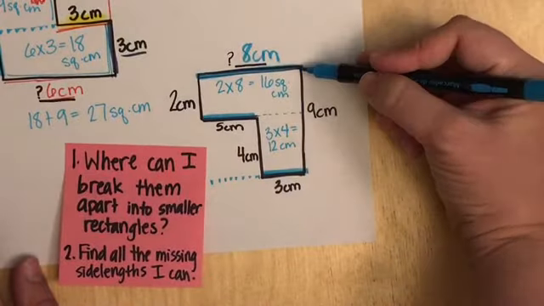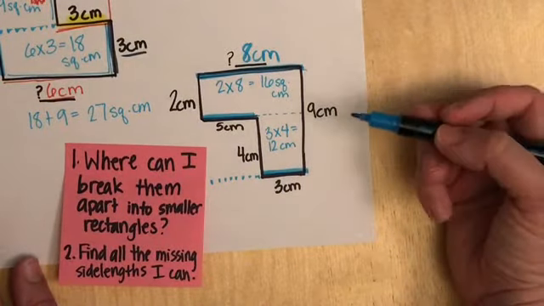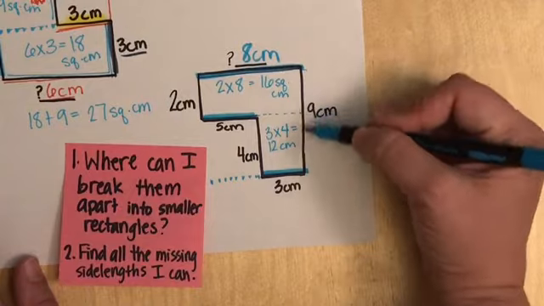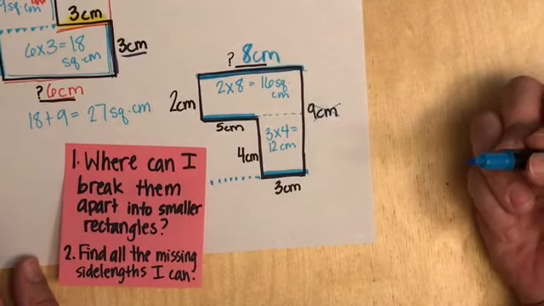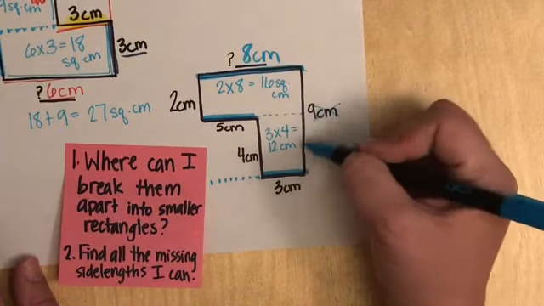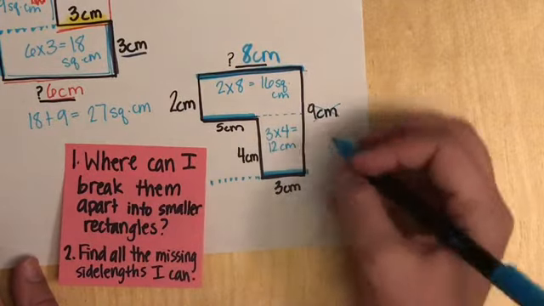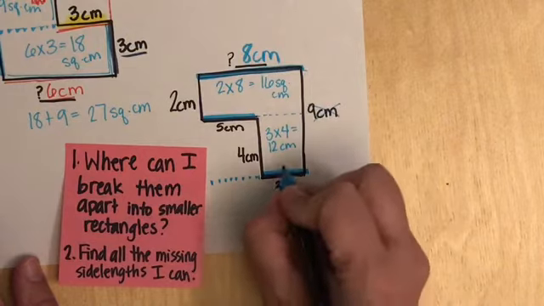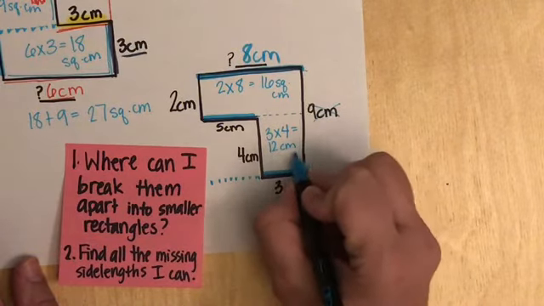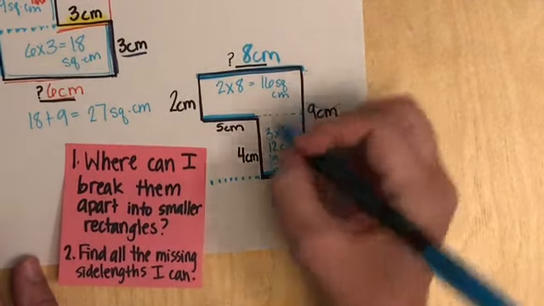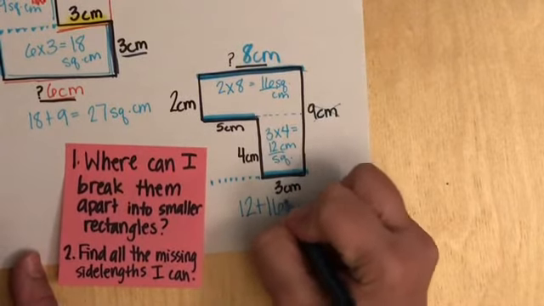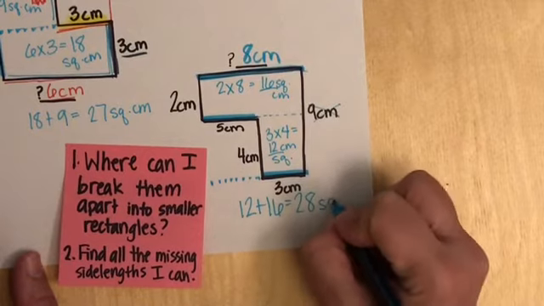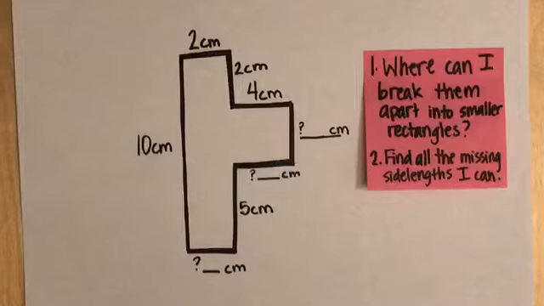You have to be careful not to get confused with all this extra information. Notice how once I started doing my rectangles, I didn't need this 9 anymore to actually find the area. So make sure that you're using the right numbers, okay? Don't get confused with all of them. Just be very careful. All right, so 3 times 4 equals 12 centimeters squared. All right, so now we have 12 plus 16 equals 28 square centimeters.